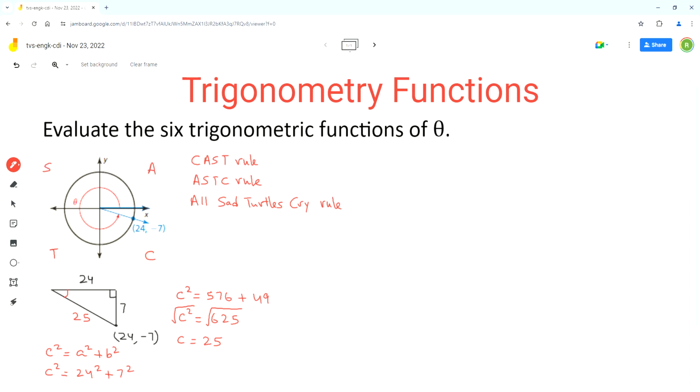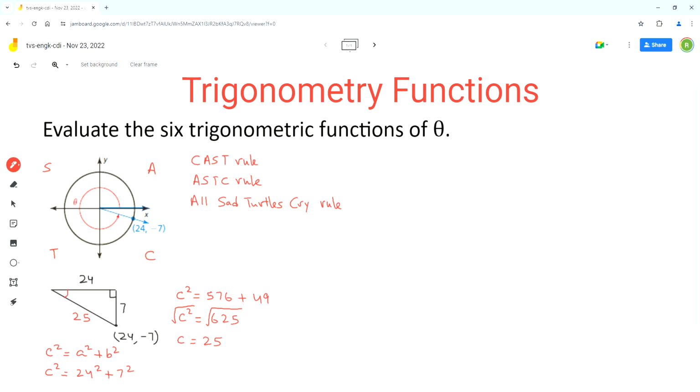In quadrant 1, all trigonometric functions have positive value, so that's the quadrant with letter A. In quadrant 2, sine and cosecant functions are positive, the other functions are negative, that's the quadrant with letter S. In quadrant 3, tan and cotangent functions are positive, the other functions are negative, that's the quadrant with letter T. In quadrant 4, cos and secant functions are positive, the other functions are negative, that's the quadrant with letter C.